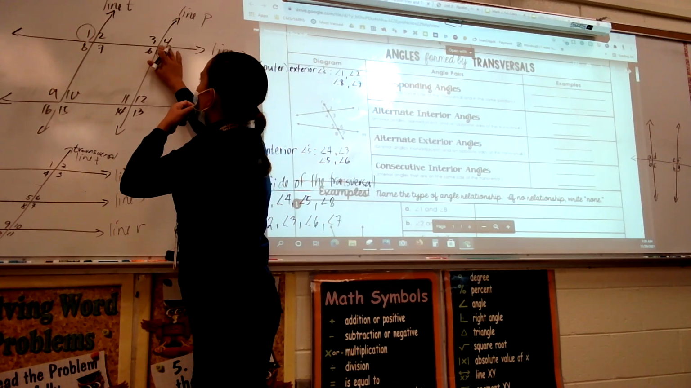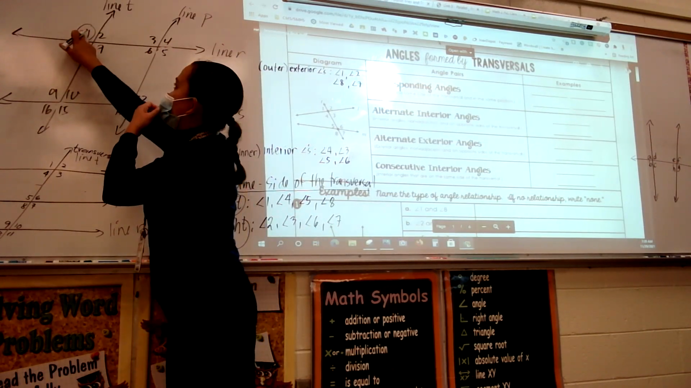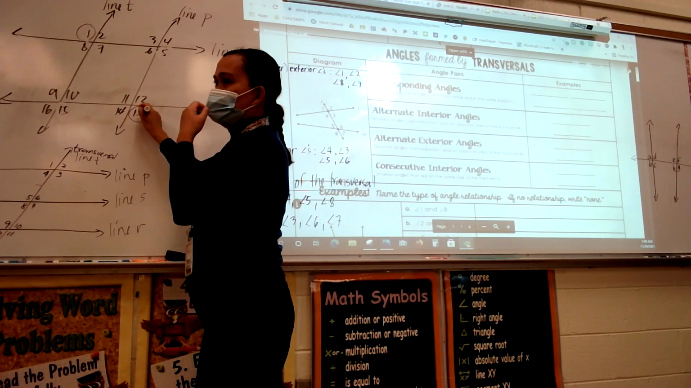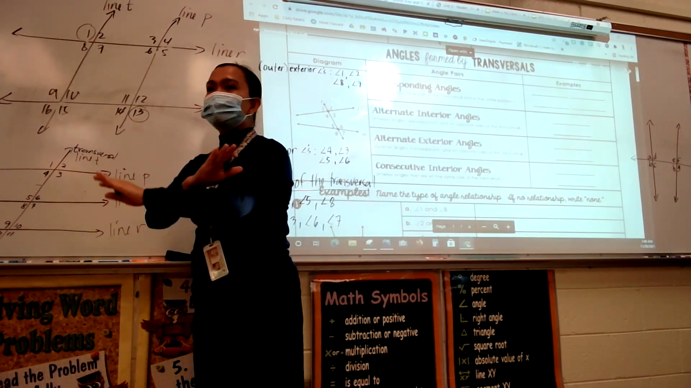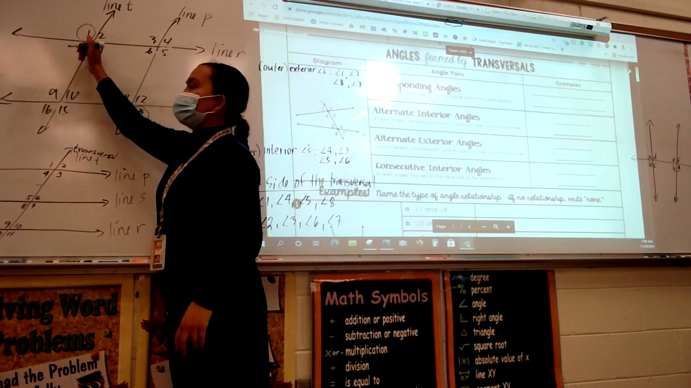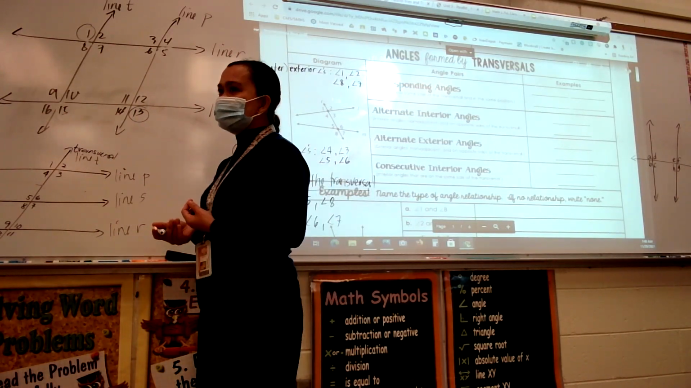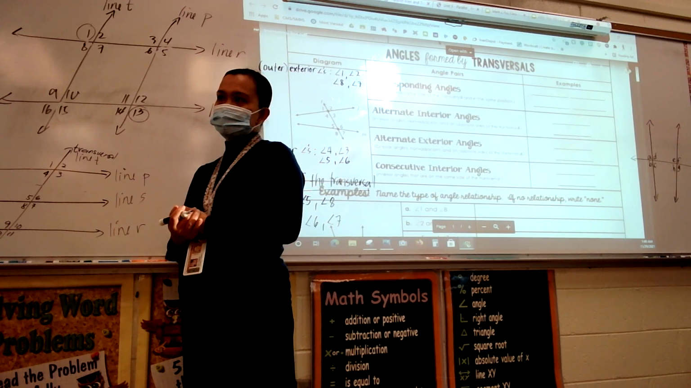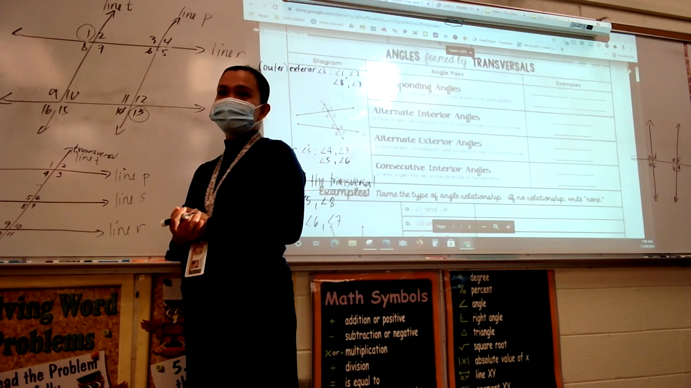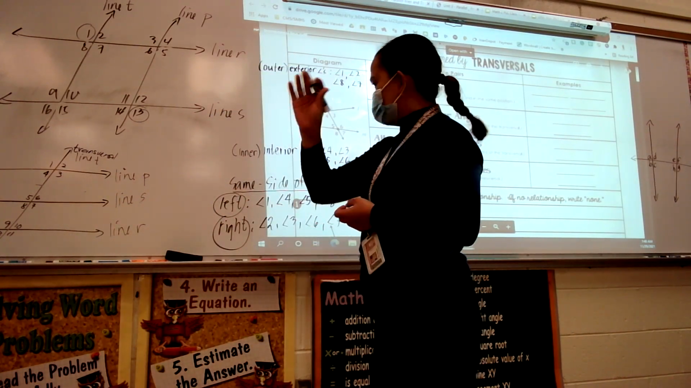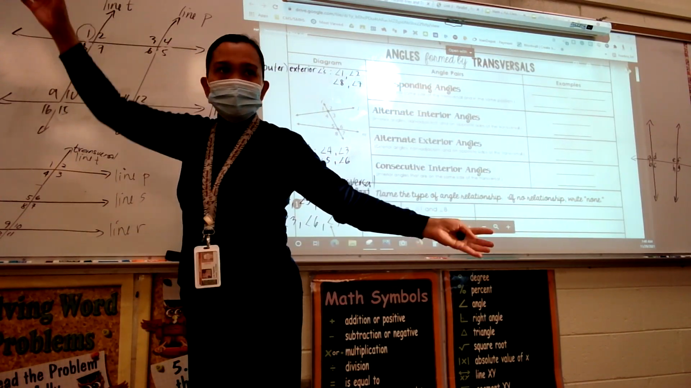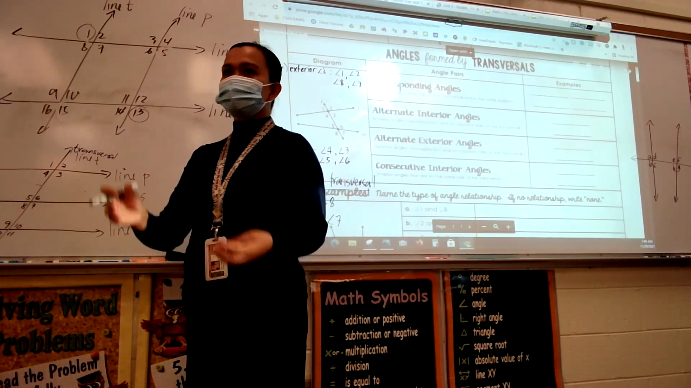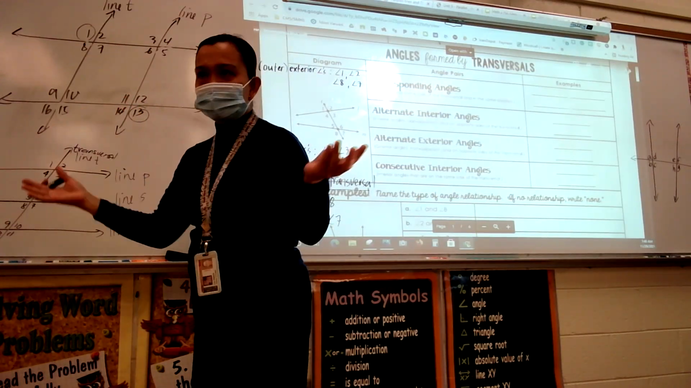Wait, what about Miss if I have angle 1 and angle 13? These 2 are so separated, so there's no relation because there's no transversal that connects them. They are really separated. So we are not going to have examples. If you have this type of almost separated, no relation. Just write no relation.